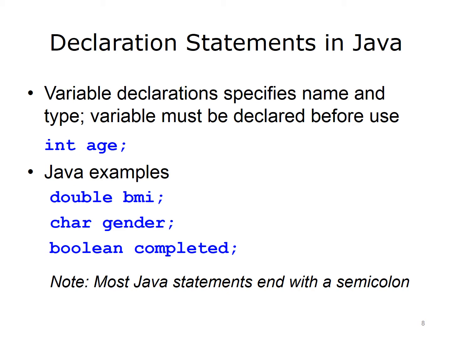Note that all of these declaration statements have a semicolon at the end of them. Most Java statements end with a semicolon. It should also be noted that not every programming language requires one to explicitly declare variables. Some allow implicit declaration of a variable to occur the first time the variable is referenced.